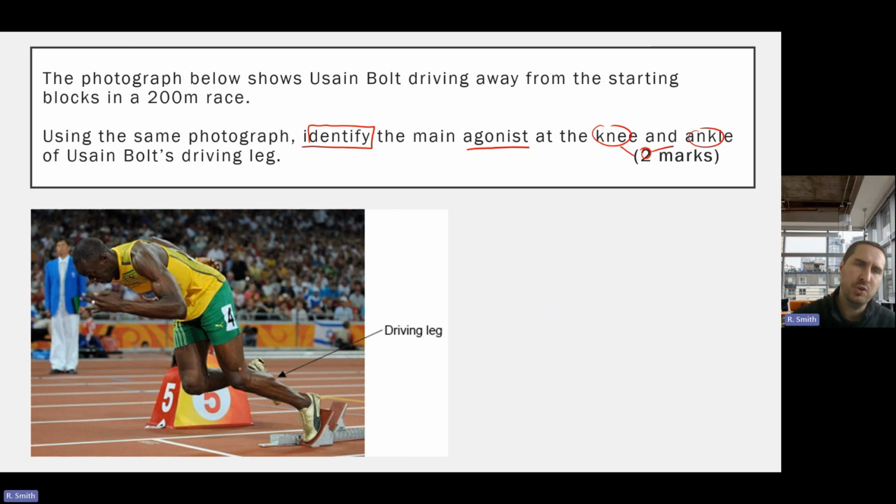So we know that we should have, as we're driving out the blocks, we're going through the execution phase. So we should have extension at the knee, meaning that at the knee, it will be the quadricep. And if we've got extension at the block, we should be getting plantar flexion. So at the ankle, it should be the gastrocnemius. 2 easy marks. It didn't ask us for the antagonist this time, but if we know that the agonist here is the quadricep, the hamstring must be our antagonist. And if we've got the gastrocnemius as our agonist, the antagonist must be our tibialis anterior.